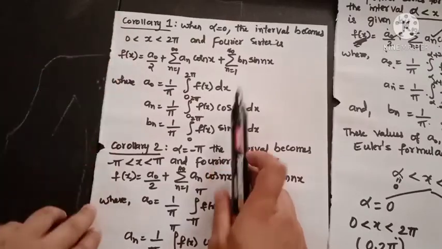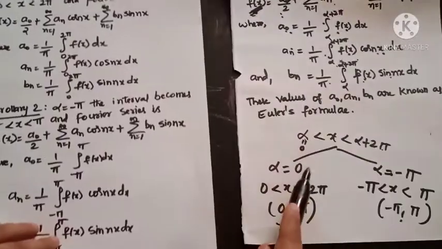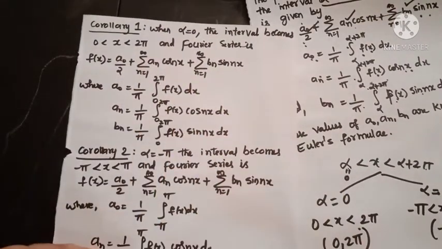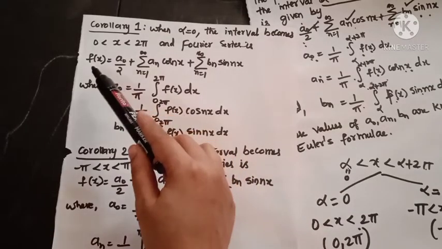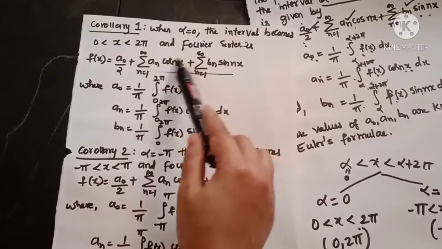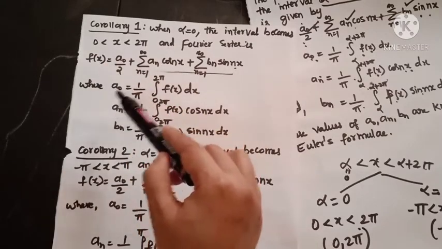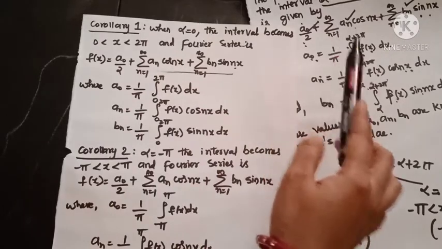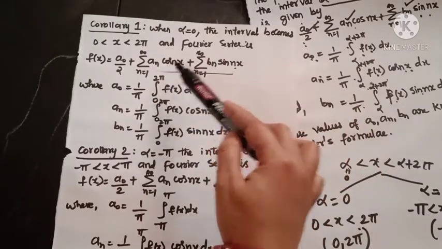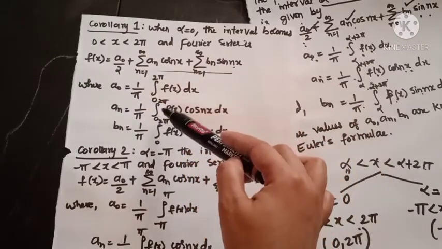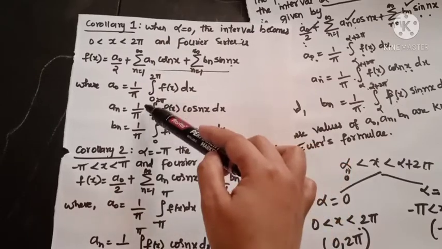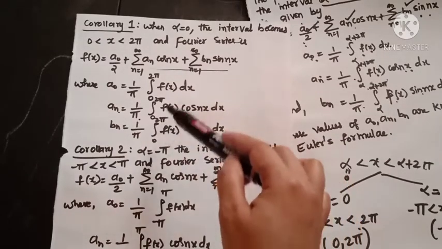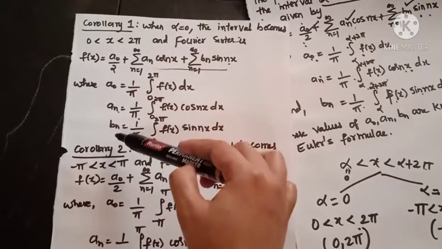So the first corollary is when alpha is 0. So the interval is 0 to 2 pi. As usual, the function expansion is the sum of cos and sine terms plus a naught by 2. And a naught is 1 by pi, the integral evaluated between the interval, so this will be 0 to 2 pi f of x dx. You will get a naught. 1 by pi, 0 to 2 pi f of x cos n x, you will get a n. Integral f of x sin n x within 0 to 2 pi, within this interval, you will get bn.